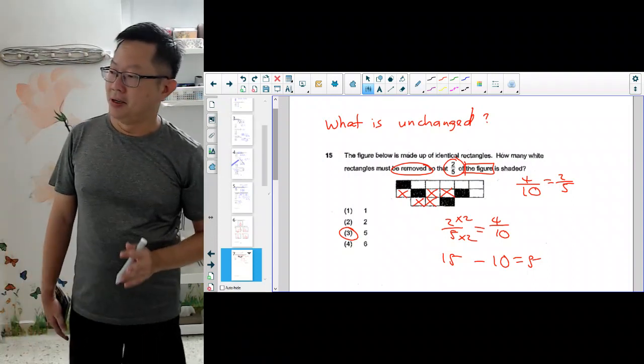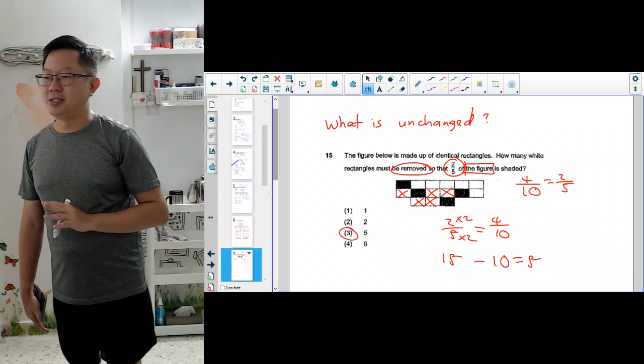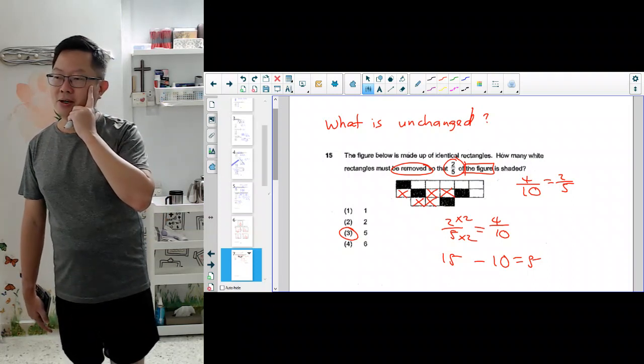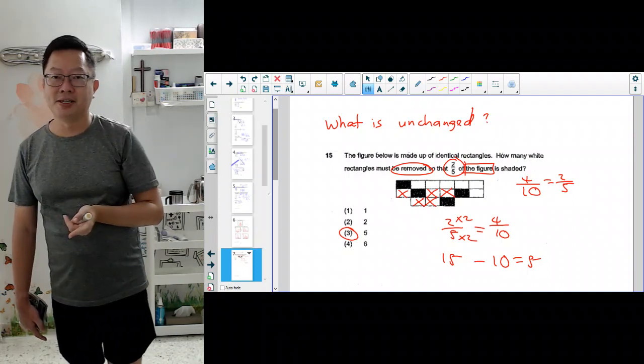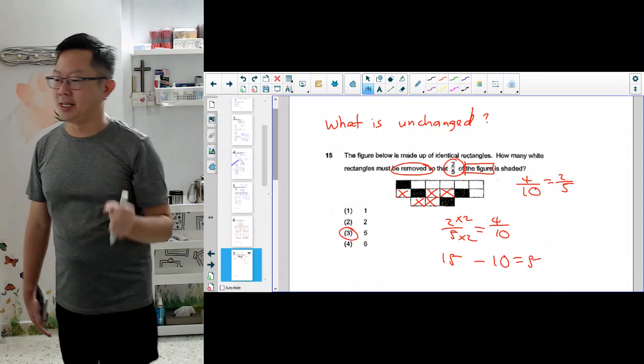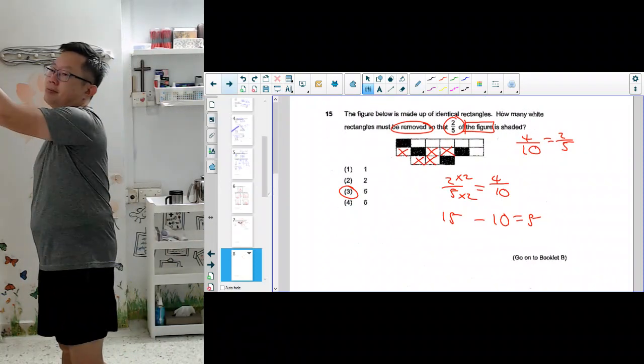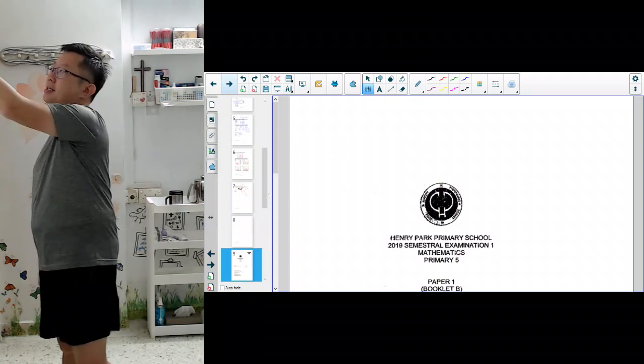Alright, so I would say it's not an easy question because students will make a mistake and they will think that they have to color more rectangles. But you don't color more rectangles. You are supposed to take out the white color rectangles. Okay, let's go to your booklet B. Back to the easy questions.